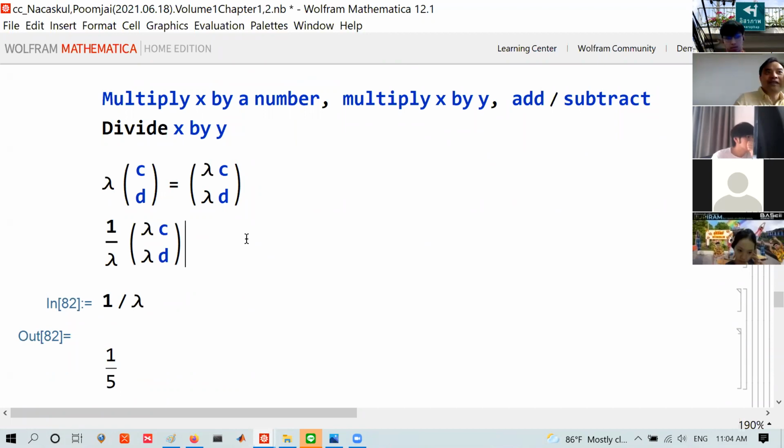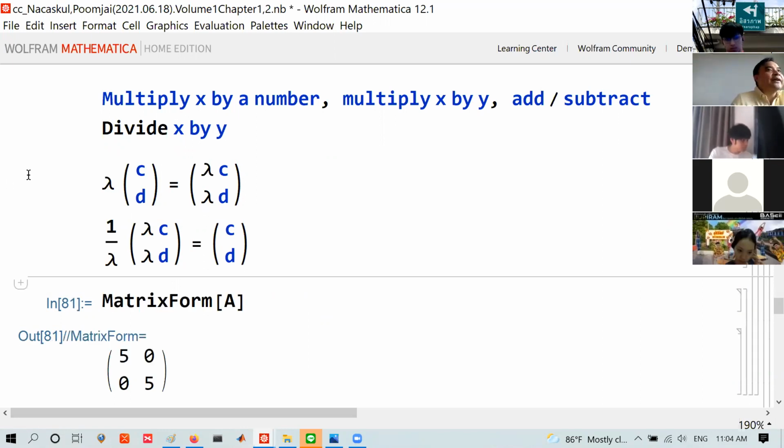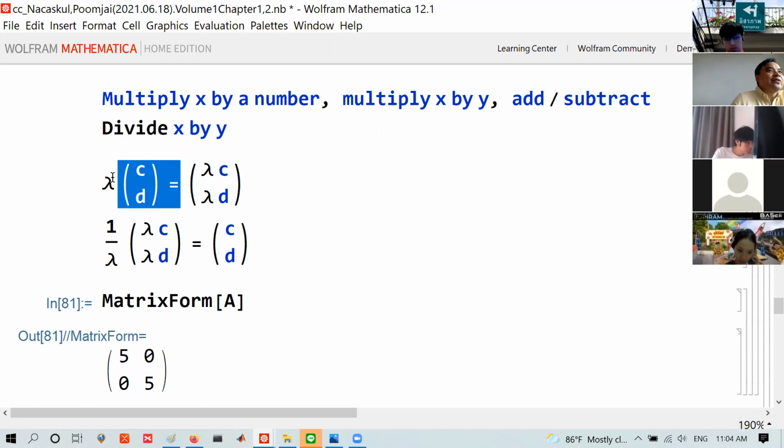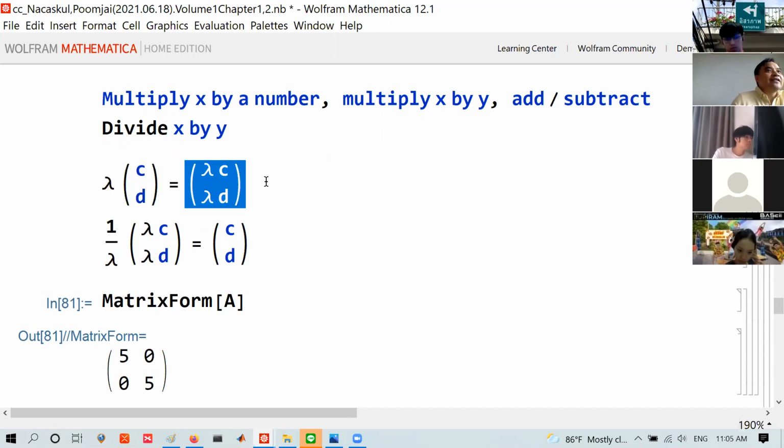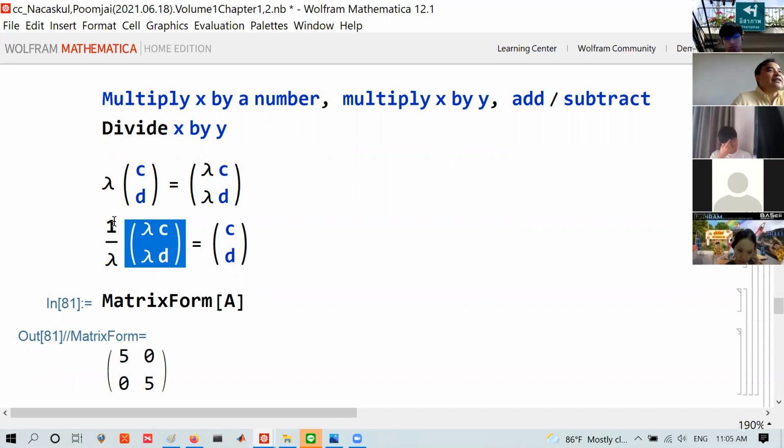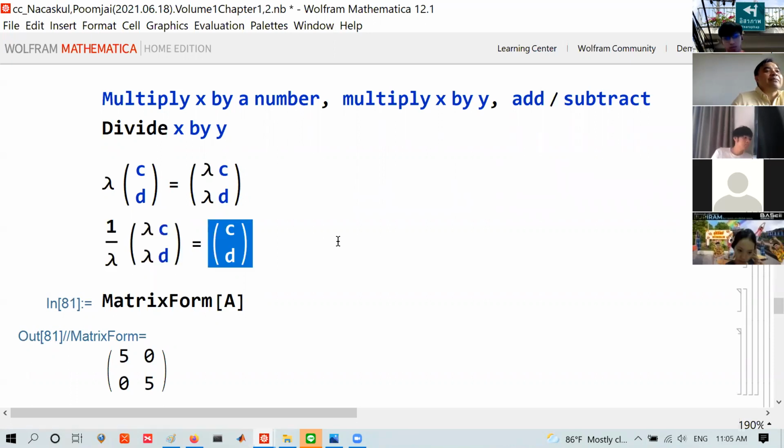Can I do this? Yes, I can. What's the distinction? Well, this is going to get you back to the original thing, right? So this accomplishes exactly what you want. You multiply or you stretch, you get this. You unstretch or shrink back by the same factor of 1 over lambda, you get the original thing back.